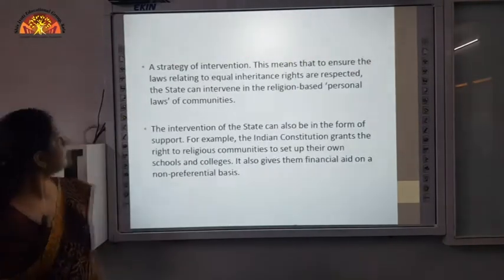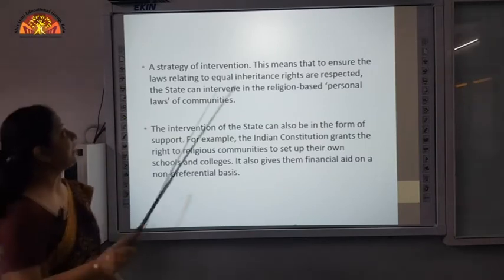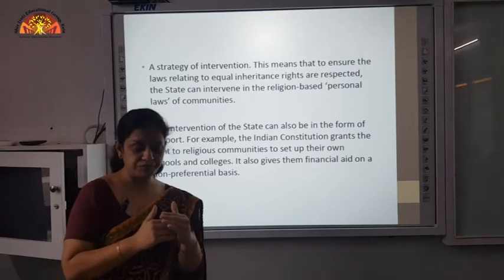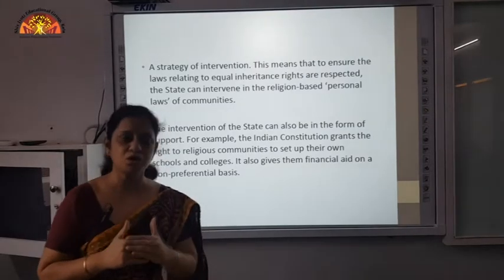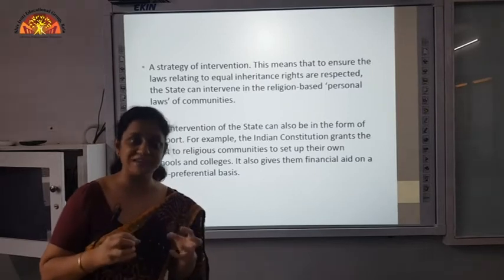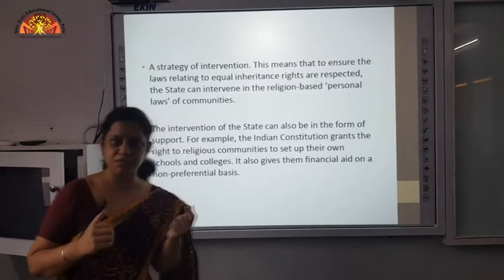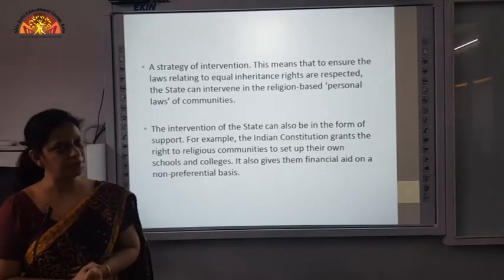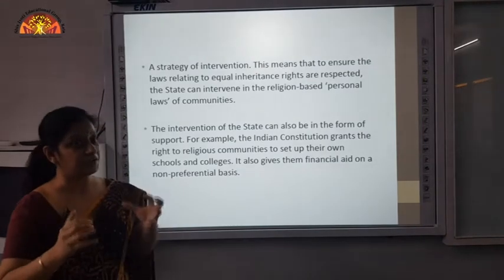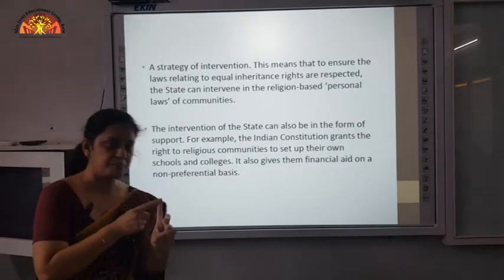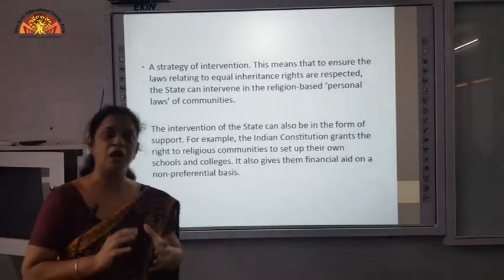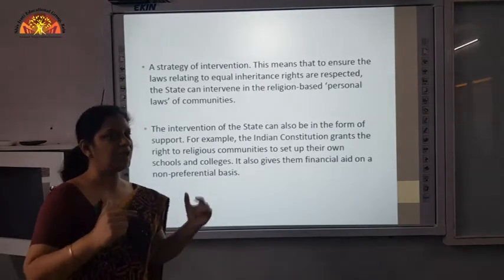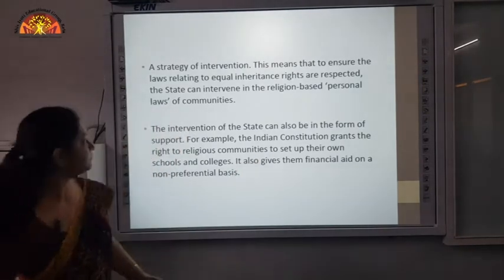With religious practice, the state makes certain exceptions for particular religious communities, including Sikhs, the example I have given you here. Now, a strategy of intervention. What does it mean? The state can intervene if untouchability is going on, or if a minority group's rights are being hampered by our society. If something wrong is happening to a minority group, the state can intervene. These two things are different between Indian secularism and American secularism, which I will tell you later in the last slide.